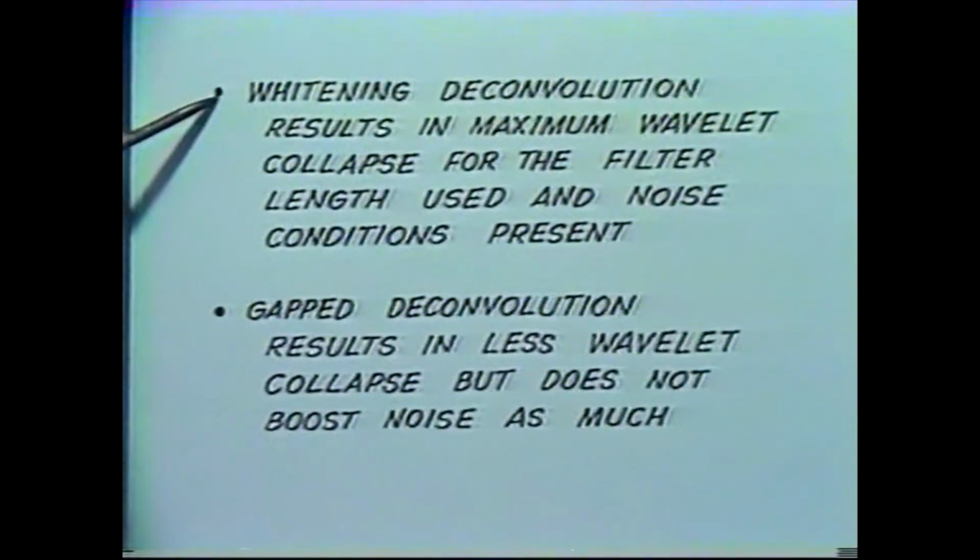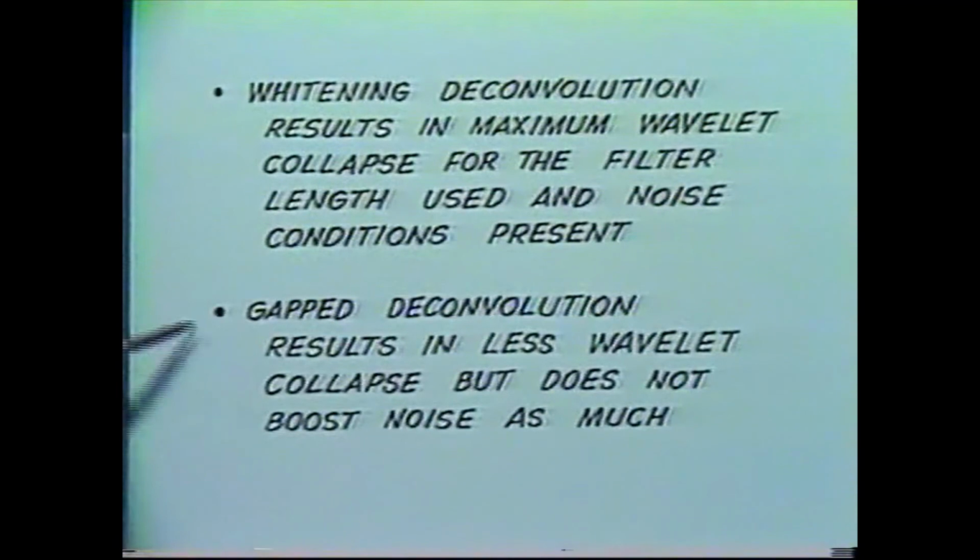Whitening or spiking deconvolution results in maximum wavelet collapse for whatever filter length is used and whatever noise conditions are present. On the other hand, gap deconvolution results in less wavelet collapse, but has the added benefit of not boosting the noise level so much.